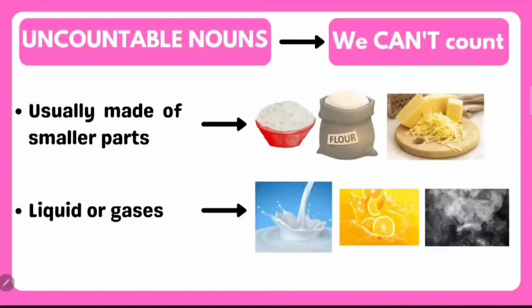Now let's look at uncountable nouns. Uncountable nouns are usually made of smaller parts, such as rice or flour or cheese. They can also be in liquid or gaseous form, such as milk, orange juice, and smoke.